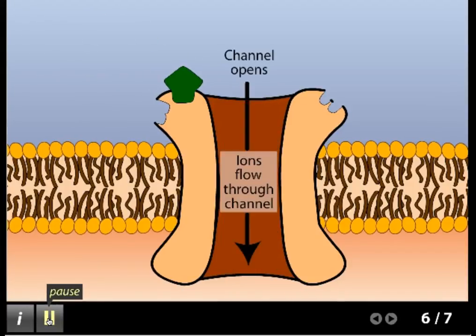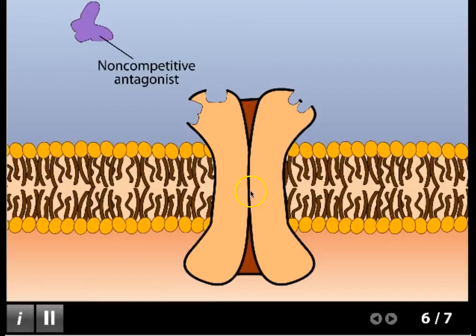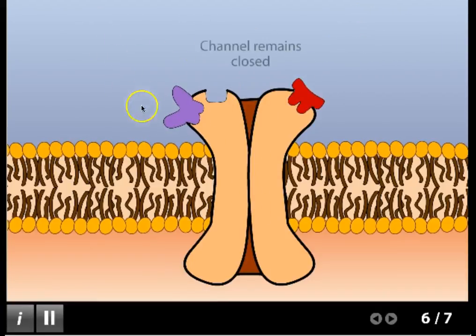So this is an agonist, so remember it's going to produce the same effect as the endogenous ligand and activate the channel. We can also have a non-competitive antagonist. So this one is going to produce the opposite effect of the endogenous ligand, and it's going to block the channel from opening. So you saw we had two different scenarios just now.